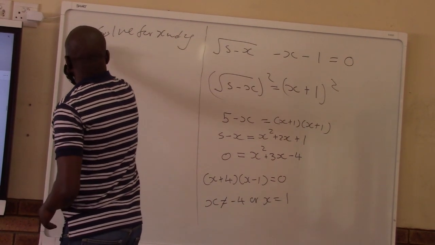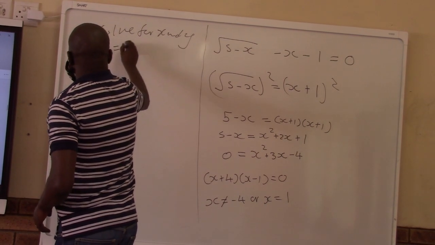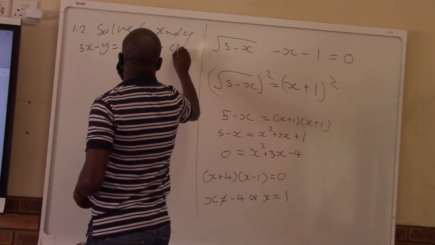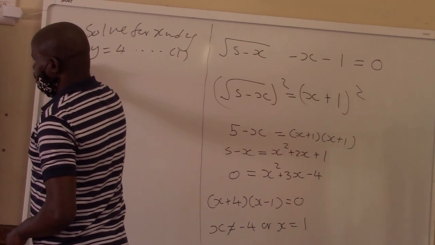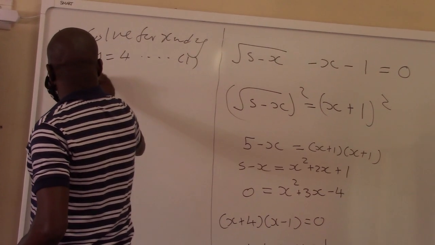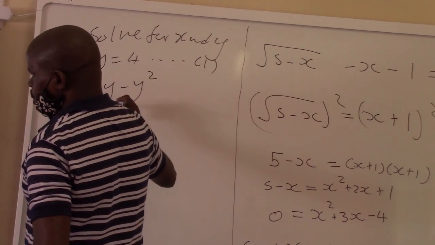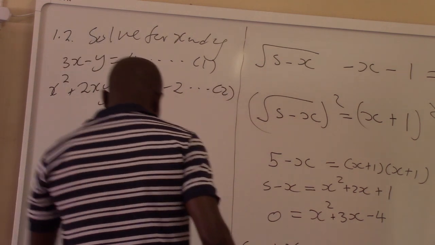They've given us 3x minus y is equal to 4. This one, we can name it equation 1. And then the other equation, which is x squared plus 2xy minus y squared is equal to -2. We can name this equation 2.